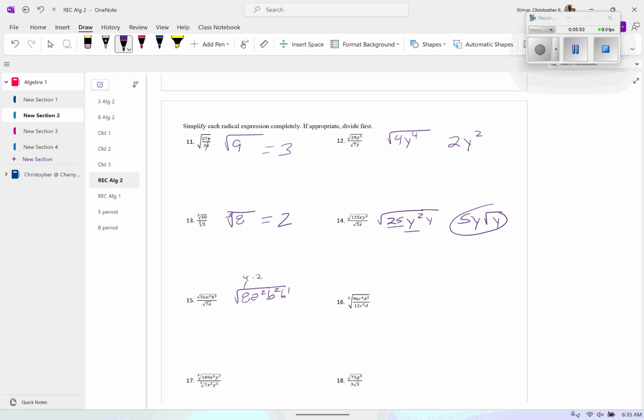So I'm going to go square root of 4 is 2. Square root of a squared is a. Square root of b squared is b. And then I have square root. I have this 2 still left behind and b. There's our answer.